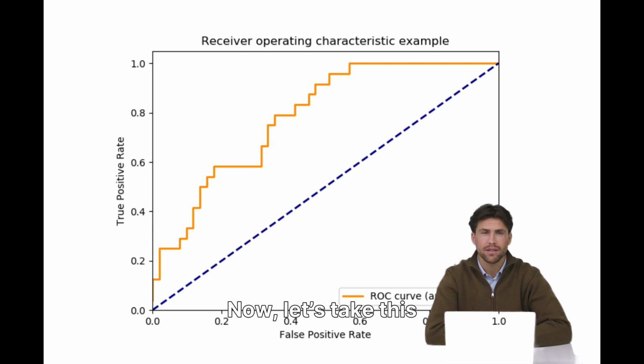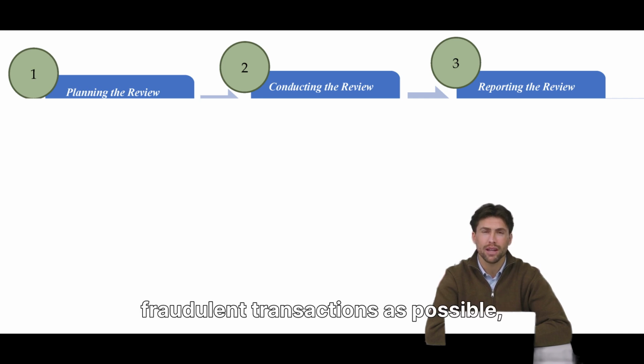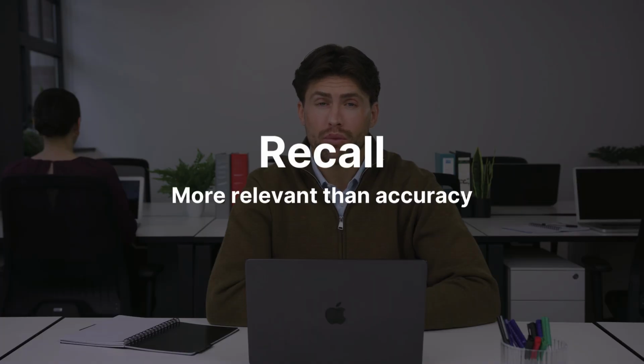Now, let's take this a step further. In different contexts, accuracy might not even be the best measure to use. For instance, in financial fraud detection, we'd prefer to minimize false negatives, which means we want to catch as many fraudulent transactions as possible, even if it means having a few more false positives. Here, the recall metric would be more relevant than accuracy.